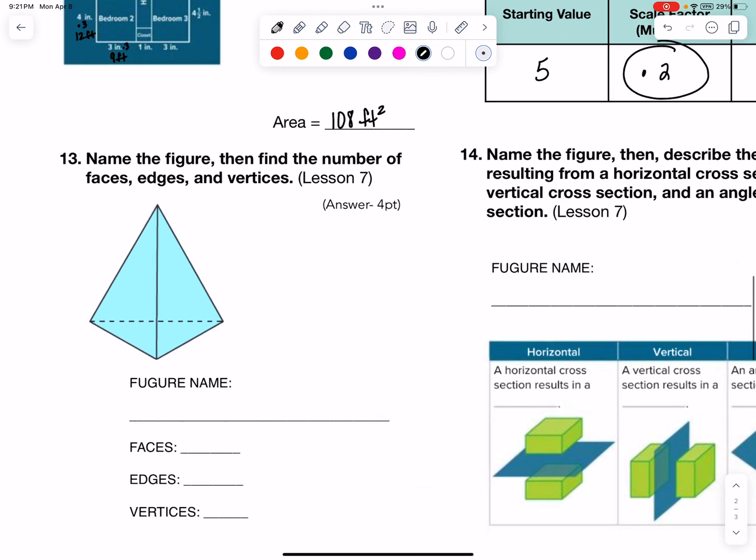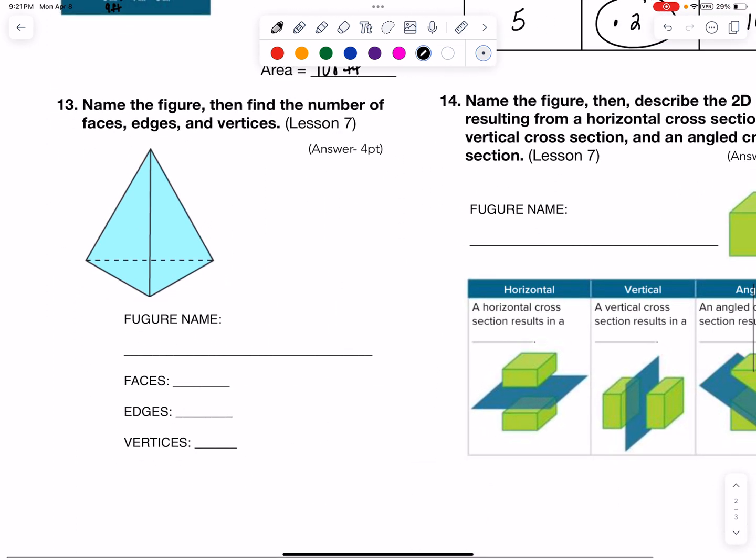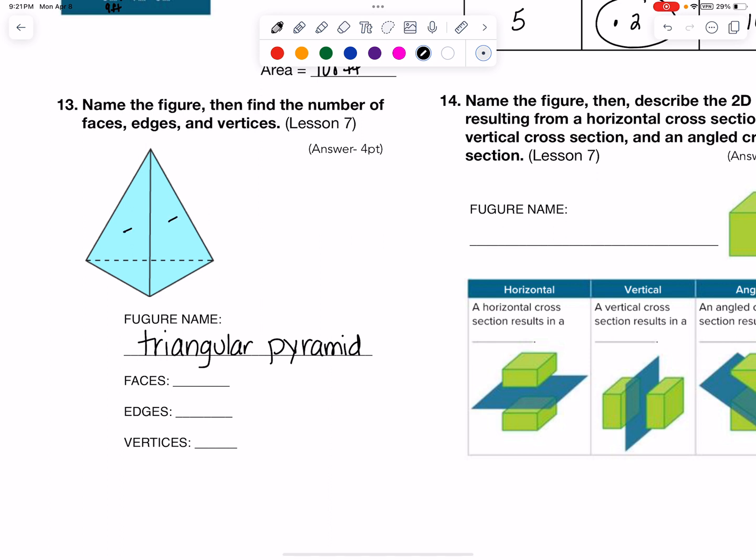Name the figure, then find the number of faces, edges, vertices. I notice it has a triangular base. So, and I also notice it comes up to 1 point. So I know it's a pyramid. What kind is it? It's a triangular pyramid. How many faces? Well, it has 1, 2, and then the back. So 3 going around, 1 on the bottom. So 4 faces.